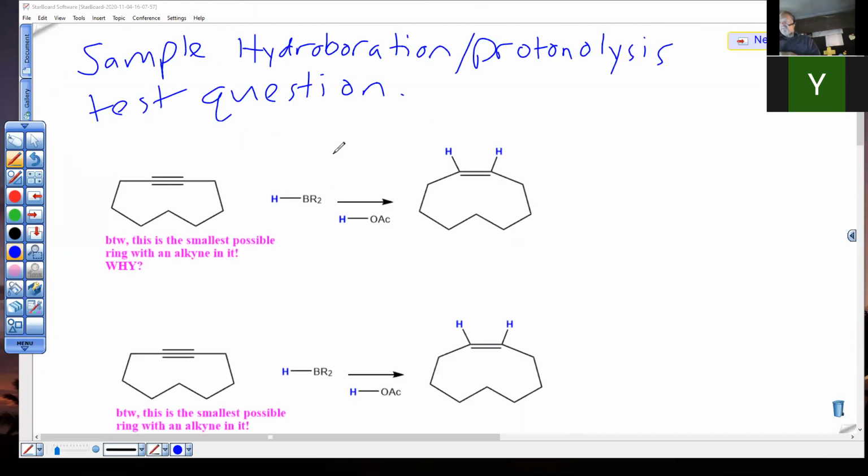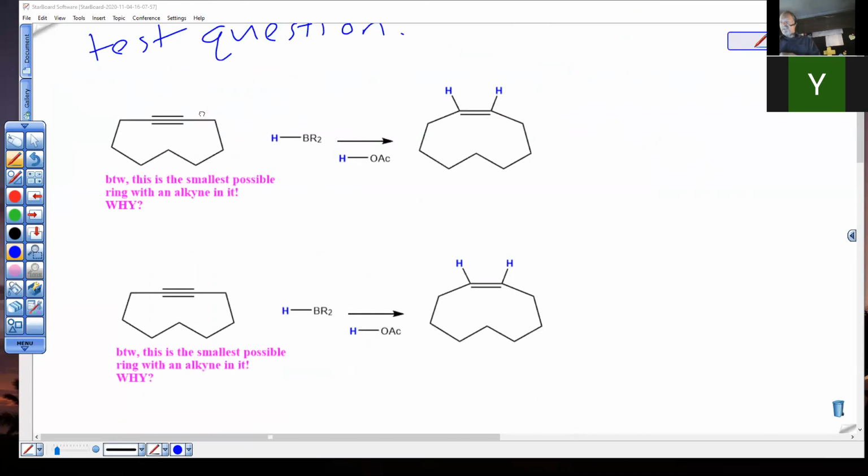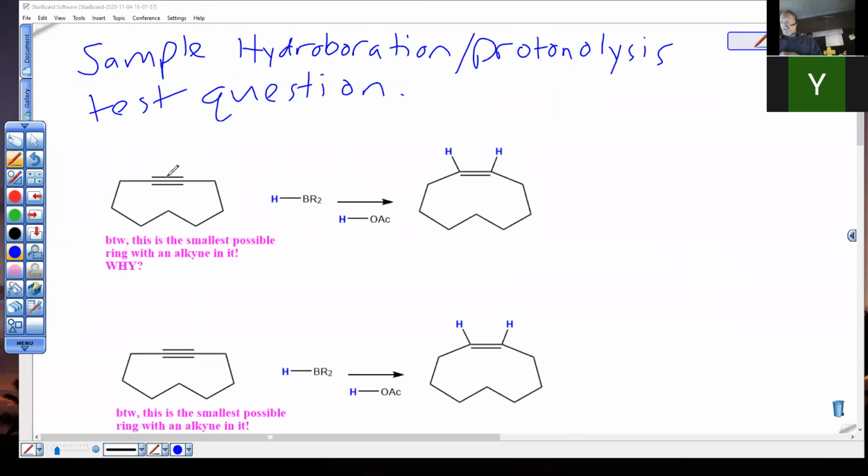Here we go. Sample hydroboration/protonolysis test question. And it has this alkyne. It's internal, and it's in a ring. And it says, by the way, this is the smallest possible ring with an alkyne in it. Why? I guess I can answer that up here.